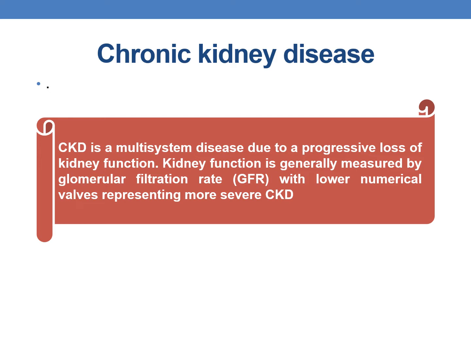So first of all, what is chronic kidney disease? CKD is a multi-system disease due to progressive loss of kidney function. Kidney function is generally measured by glomerular filtration rate (GFR) with lower numerical values representing more severe CKD. The lesser the filtration rate, the more severe the chronic kidney disease.